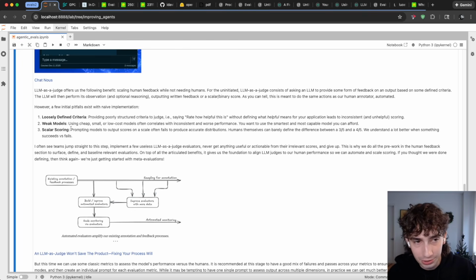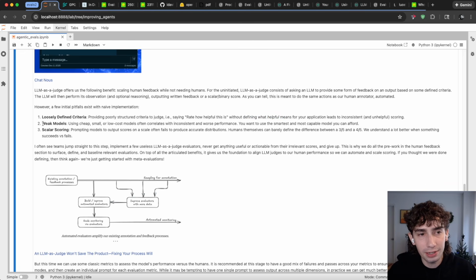As I've been trying to hammer home here, loosely defined criteria, such as providing poorly structured criteria to a judge, for example, saying something like just rate how helpful this is without defining what helpful actually means for your application, leads to inconsistent and unhelpful scoring. This is again why we do all of the pre-work to actually define all of these metrics and what they mean to us from the humans themselves.